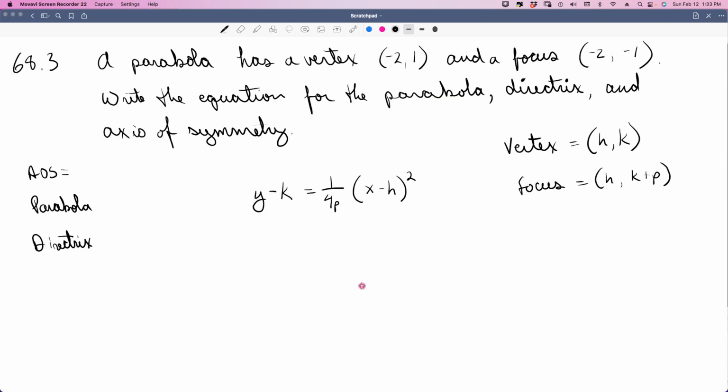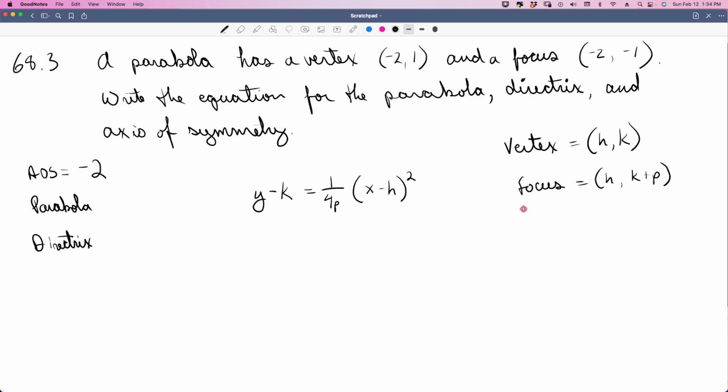So 68.3 says, a parabola has a vertex of -2, 1 and a focus of -2, -1. Write the equation for the parabola, directrix, and the axis of symmetry. So now the axis of symmetry is just going to be the value of h. So h here is -2. So the axis of symmetry is -2. That one's pretty easy. We don't have to do any math whatsoever, and I'm all for that.